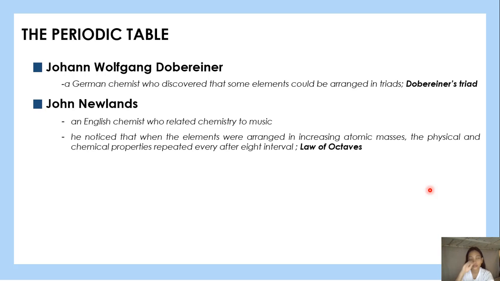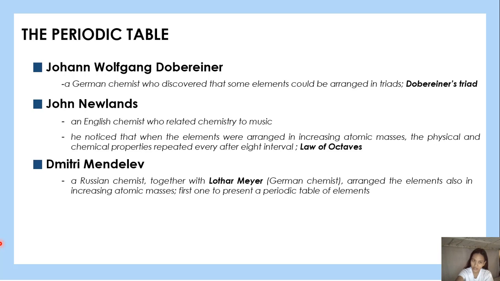And then the second one was John Newlands, an English chemist who related chemistry to music. He noticed that when elements were arranged in increasing atomic masses, the physical and chemical properties repeated after every 8 interval. That is why he called this arrangement the law of octaves. But still, it wasn't able to build a periodic table.